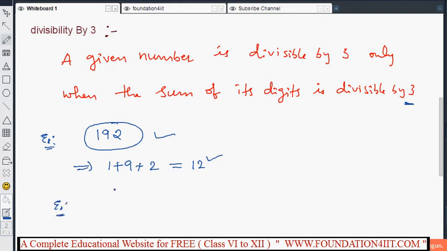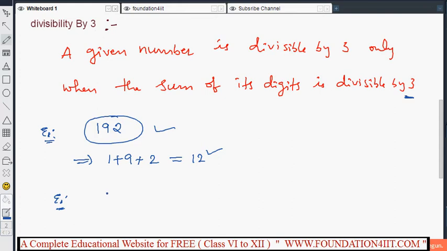One more, 891. Now 8 plus 9 plus 1 is 18. Again you can add these digits, 1 plus 8 is 9. So finally we can come down to a single digit to test whether it is divisible by 3 or not. The main thing is we need to add the digits. If the result is divisible by 3, then that number is divisible by 3.